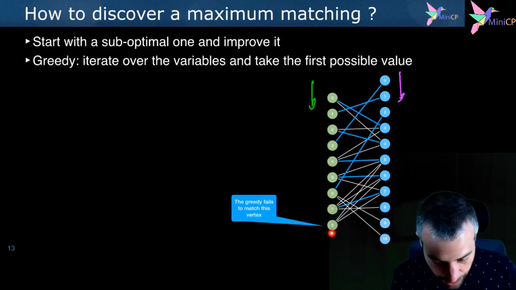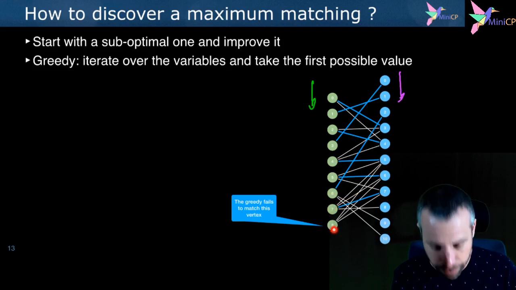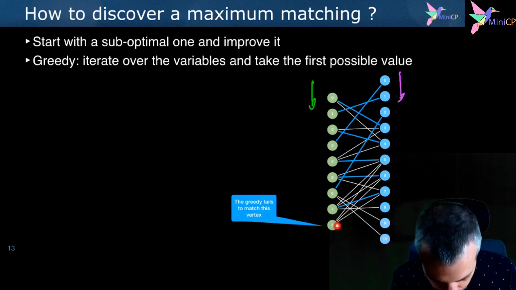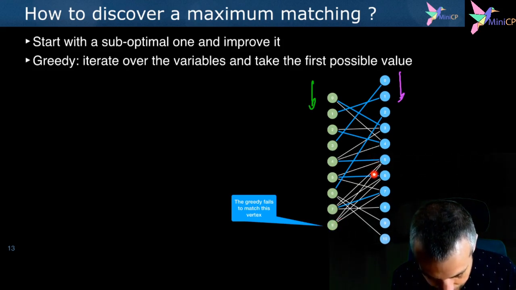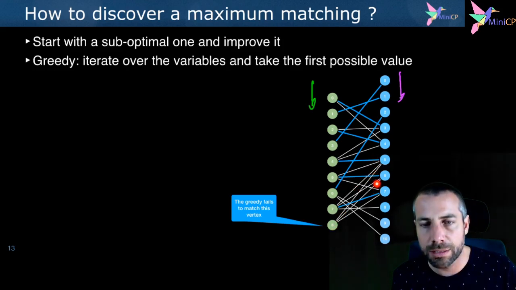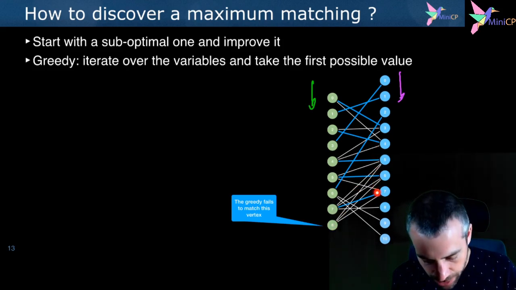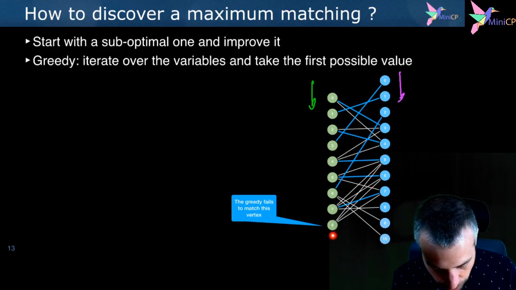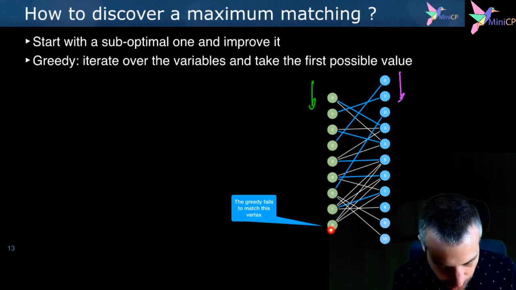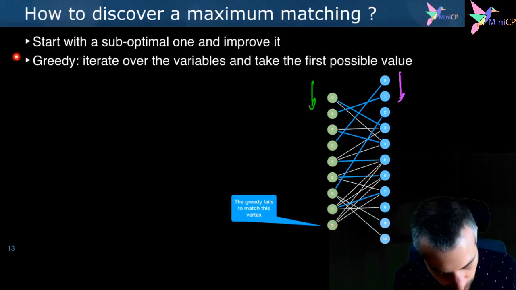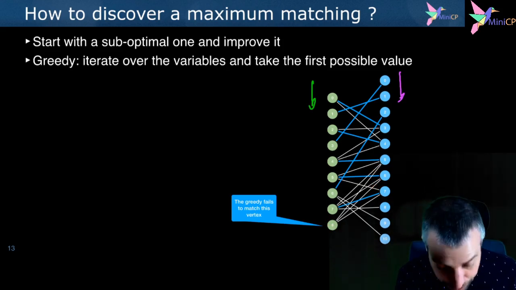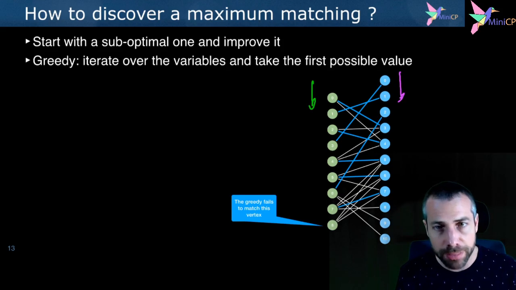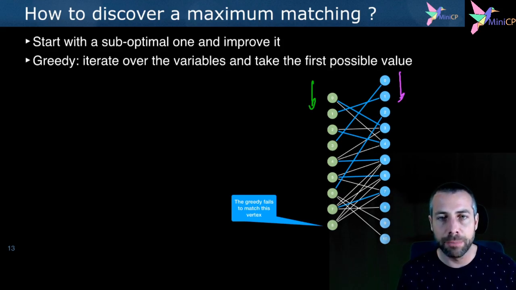And then we come to x8, and we have a problem here, because you see that all the variables in the domain of x8, which are 5, 6, and 7, are already touched by some edges in the matching, and so we don't have a solution for x8. Okay, so the greedy algorithm that I just proposed fails to discover that the constraint is feasible, but it surely doesn't mean that there is no maximum matching here.